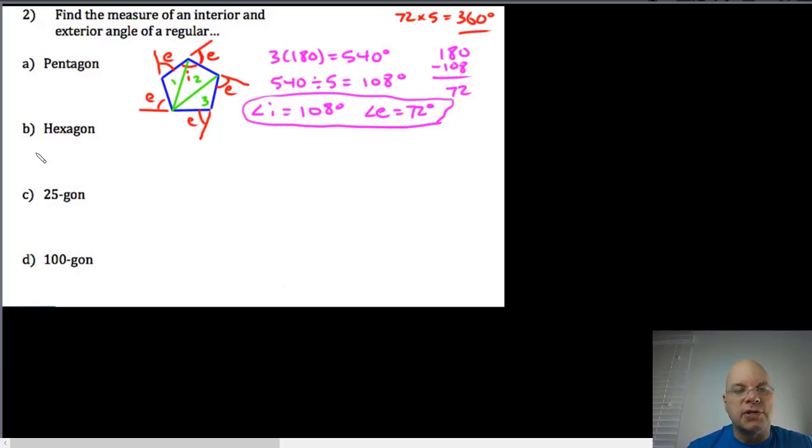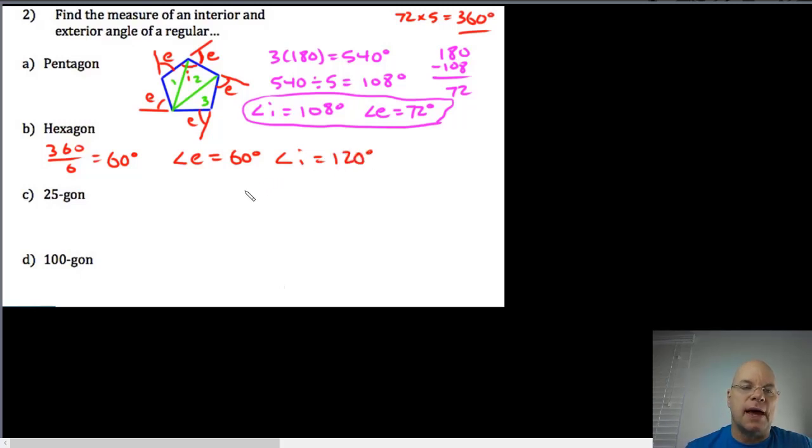So we can start to use that on these other problems to work backwards. In other words, for the hexagon, it will have 6 exterior angles. So 360 divided by 6 equals 60 degrees. And so the exterior angle equals 60 degrees. The interior angle is supplementary, so it must be 120 degrees.